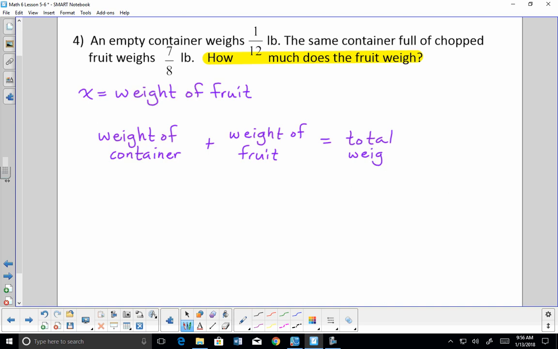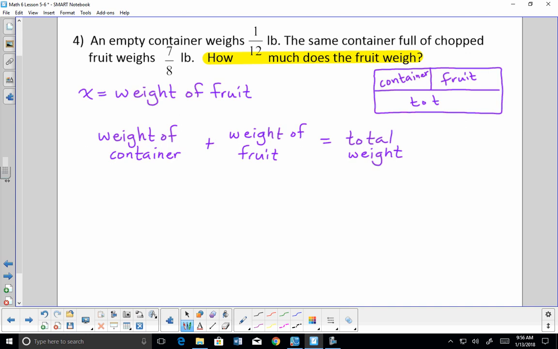Okay? If you want to think of this as a picture, think of it as part plus part equals whole. The container part plus the fruit part equals the total part. Part plus part equals whole.